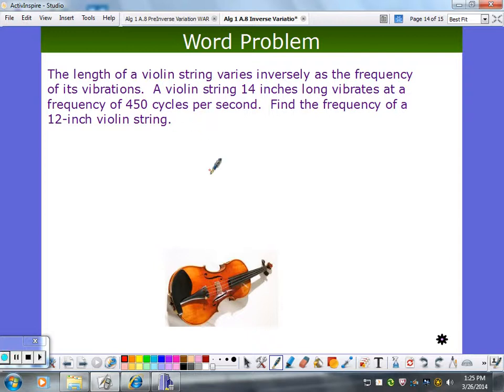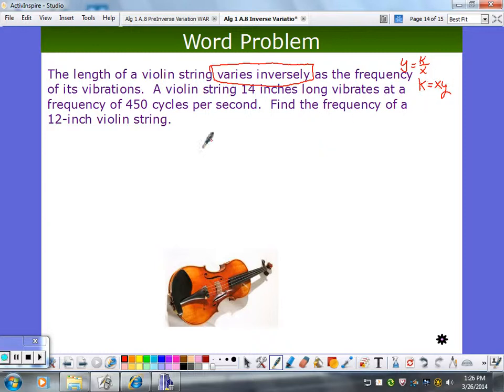The length of a violin string varies inversely as the frequency of vibration. So right away, because you're going to get a bunch of word problems, some will say varies directly. Some will say varies inversely. So you want to hone in on what's going on here. And I like putting my little models up so I know, okay, this is what it is. It's going to be different if it was a direct variation.